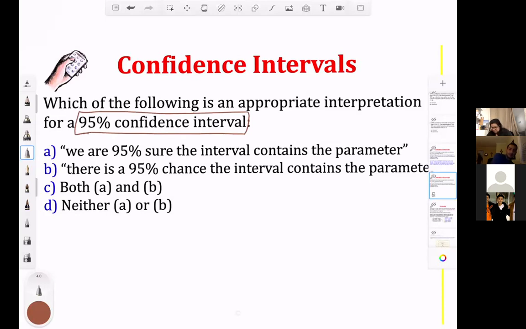A: We are 95% sure the interval contains the parameter. B: There is a 95% chance the interval contains the parameter. C: Both A and B. D: Neither A nor B.